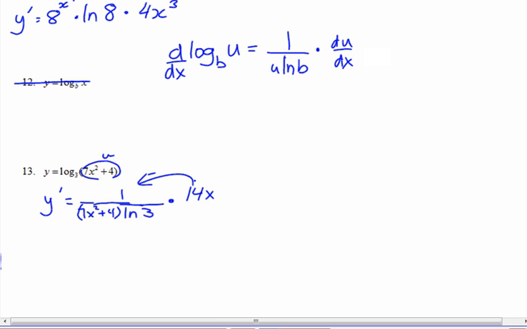Endpoints cannot be locals because a local has to have two sides to it, so you can see the increase, decrease, or decrease, increase. Right here. They can be absolutes.